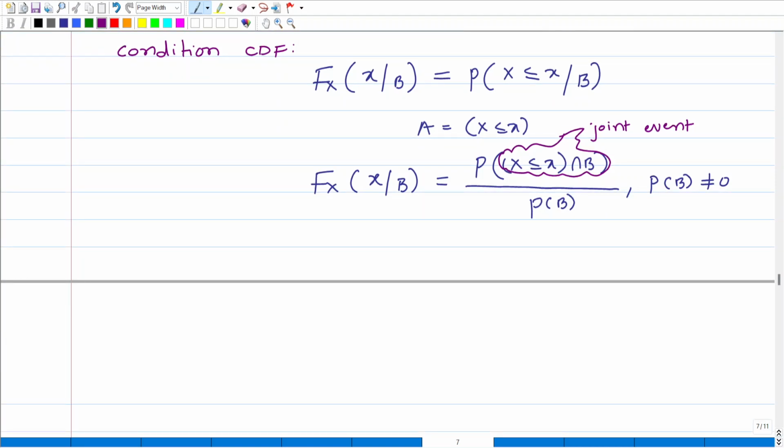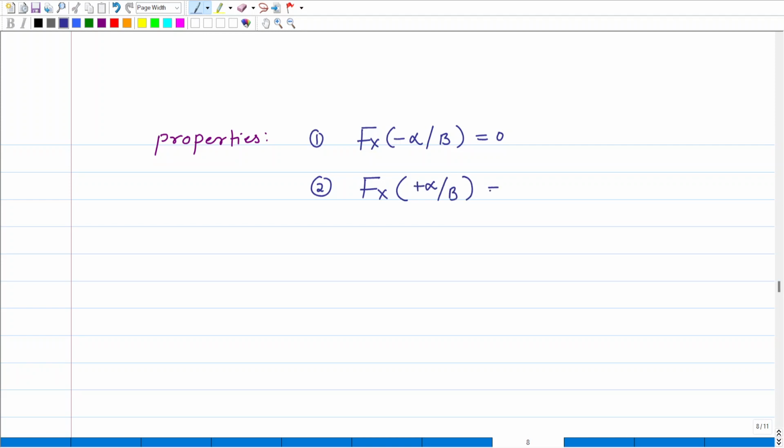Let us see the properties of the conditional distribution function. These properties are the same as the properties of the CDF. The CDF at minus infinity is 0, and for the conditional distribution it is also 0. The event X less than or equal to minus infinity is an impossible event, so the CDF at minus infinity given B is also 0. The second one: the conditional distribution at plus infinity given B is equal to 1.